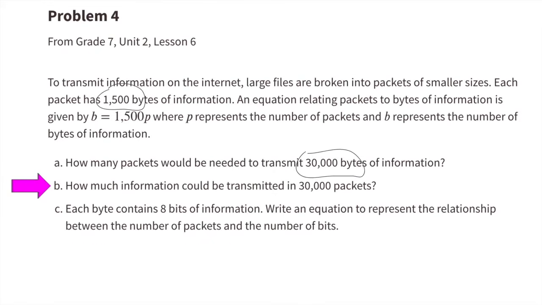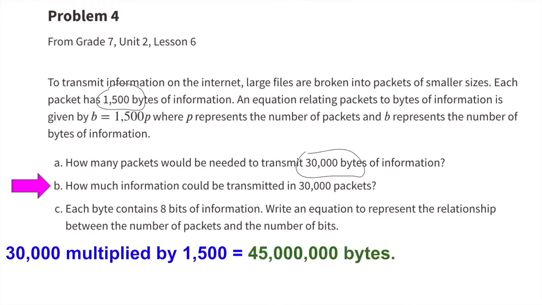B. How much information could be transmitted in 30,000 packets? 30,000 multiplied by 1,500, that's 45 million bytes. So 45 million bytes of information could be transmitted in 30,000 packets.